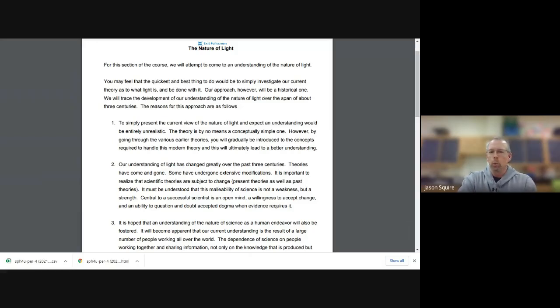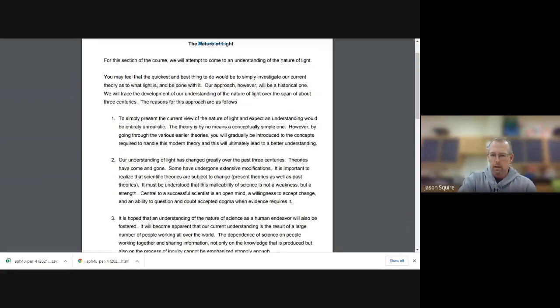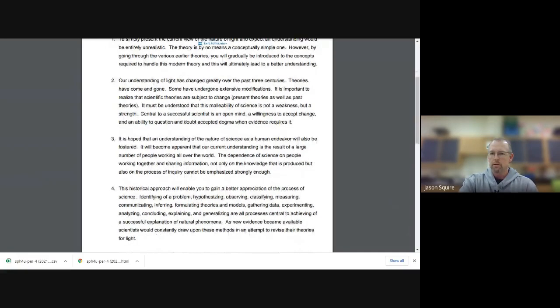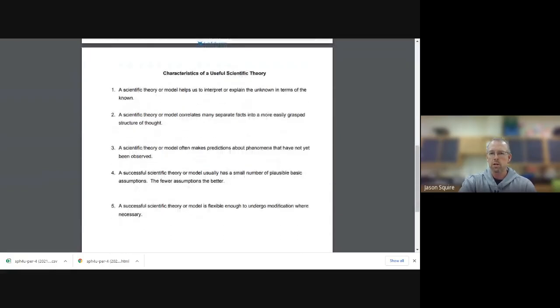So I'm not going to read this, but I definitely encourage you to. It talks about theories and scientific theories and how we come up with a good scientific theory and how we debunk scientific theories that are no longer suiting our purpose. Okay, so this second sheet says, what are the characteristics of a useful theory? So I'll let you read that.